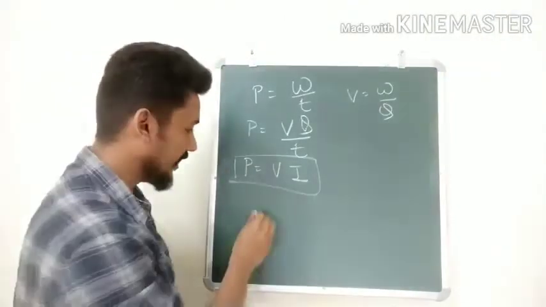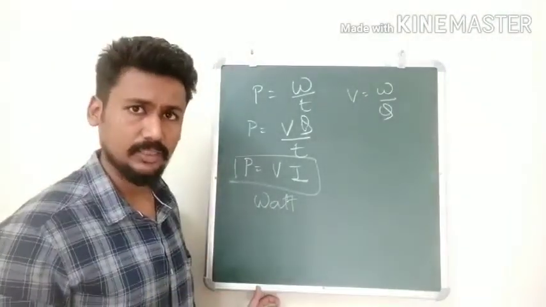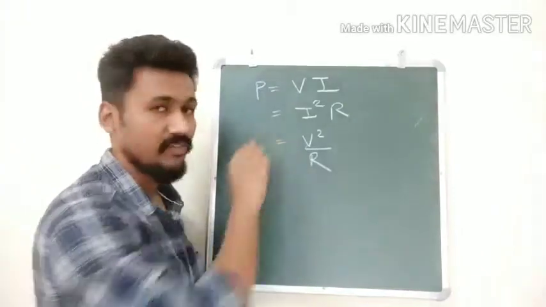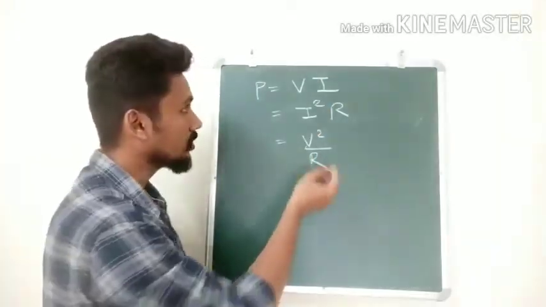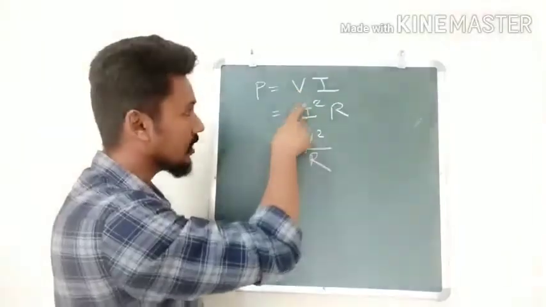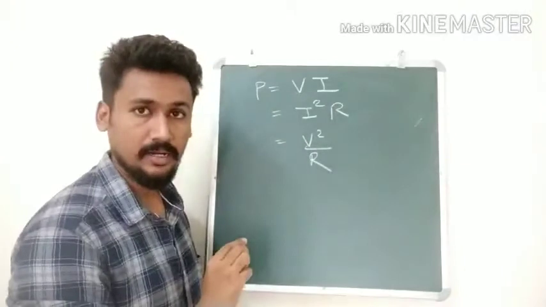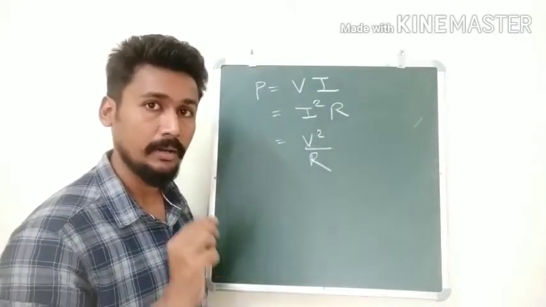The SI unit of power is again watts, same as what we had in mechanics. So this is the concept of electrical power. These are the three ways that you can write power. You can write power as V into I. Using Ohm's law, V is equal to IR, so it becomes I squared into R. Or you can write it as V squared by R. All three equations give the expression for power.